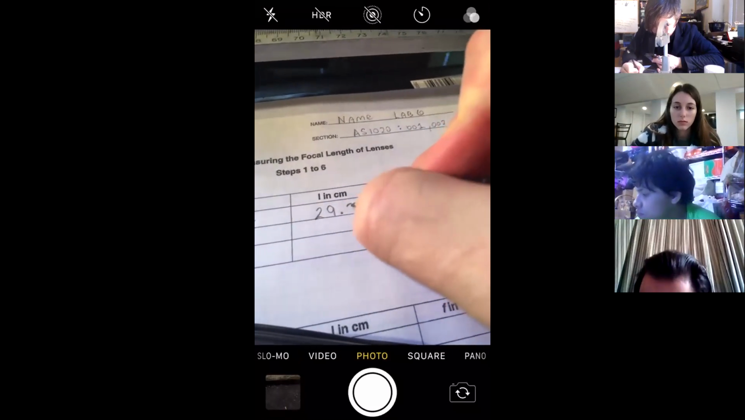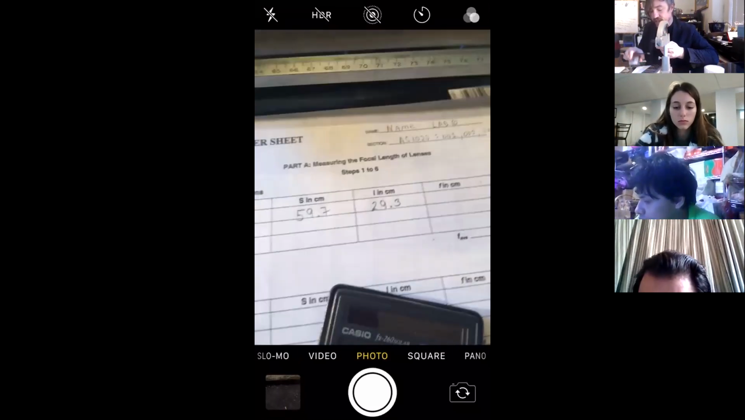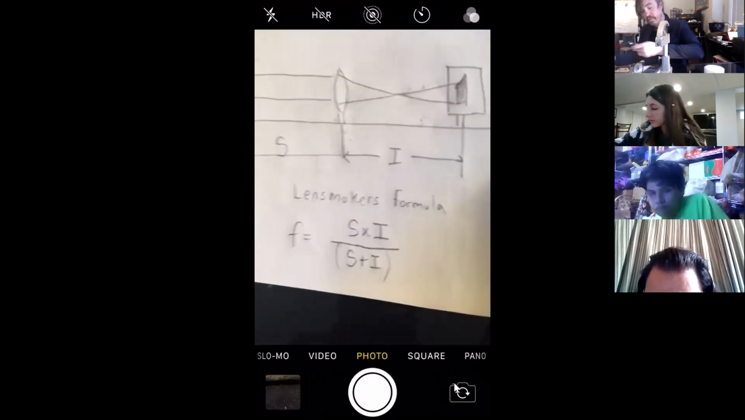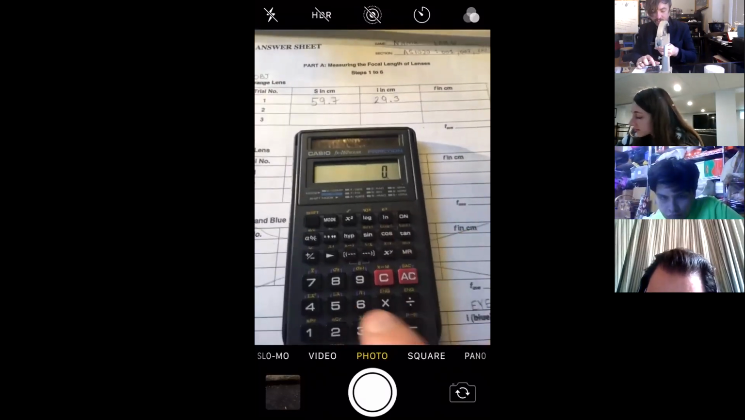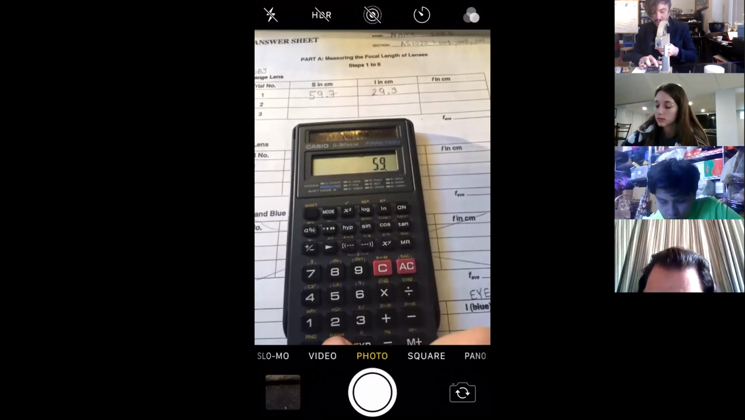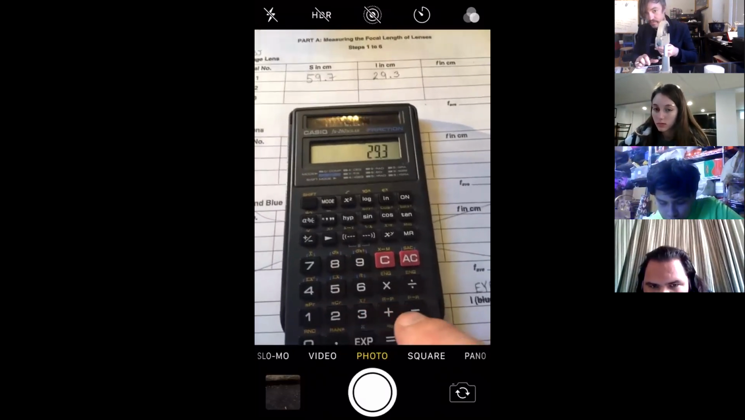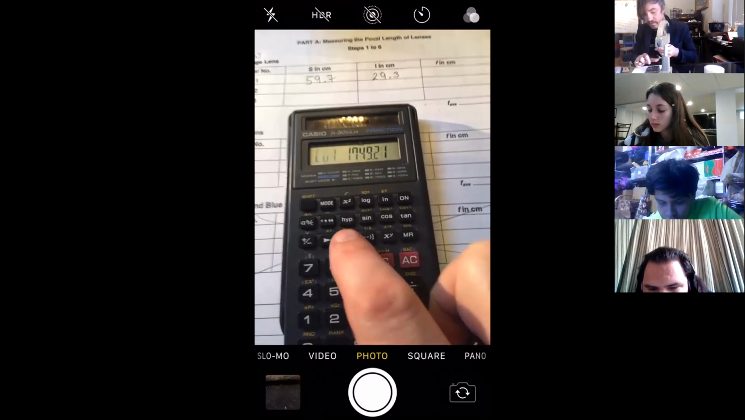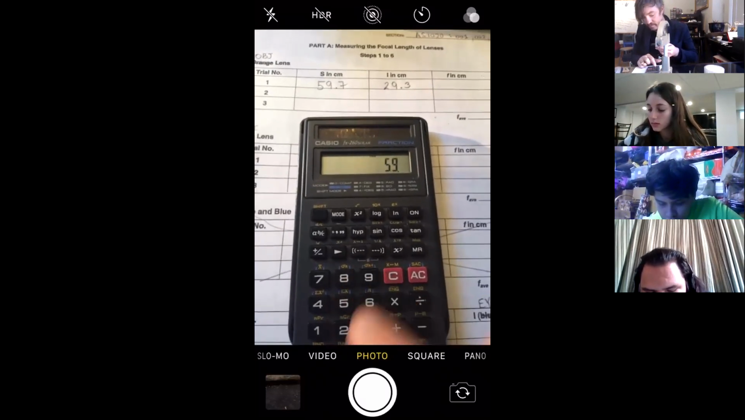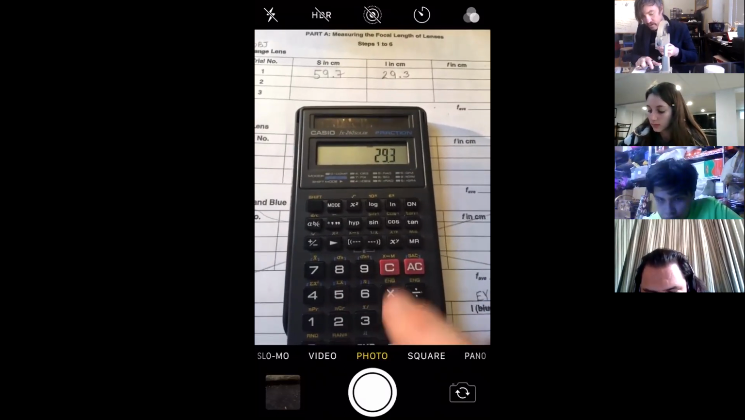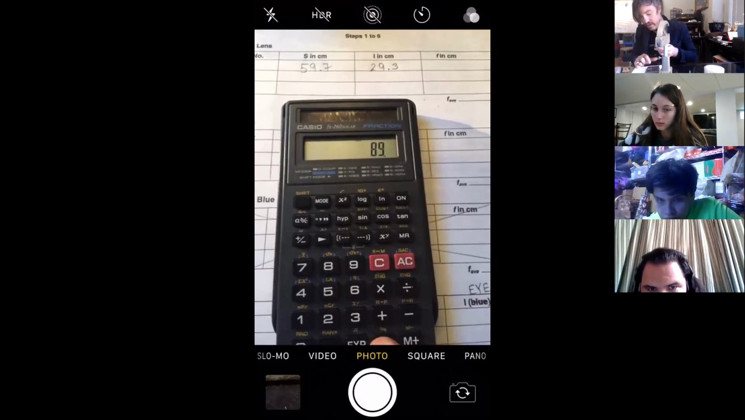Okay, we now have to calculate using that lens maker's formula, okay? I'm going to multiply them and I'm going to divide by open parentheses and I'm going to add them. I want you guys to watch my moves here, okay? 59.7 times 29.3 divided by open parentheses 59.7 plus 29.3 close parentheses equals.